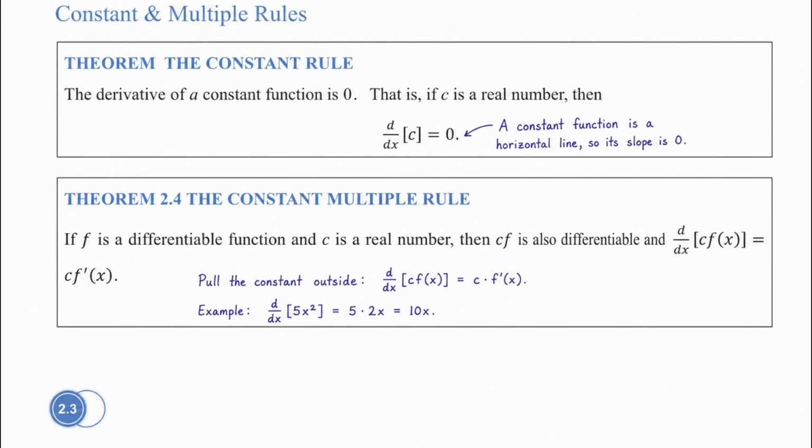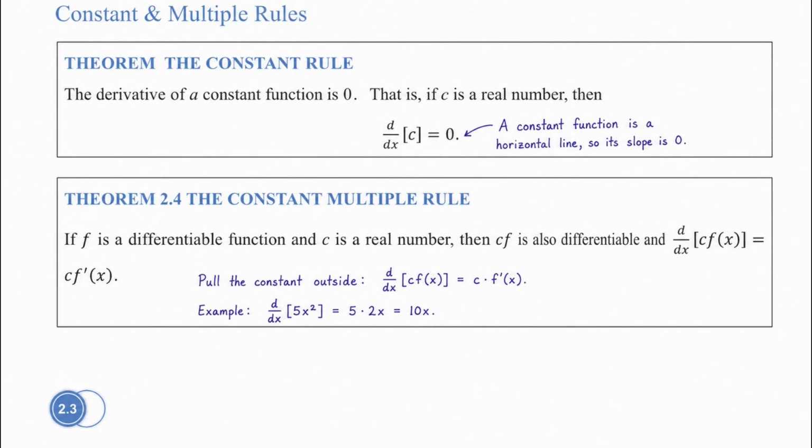Let's start with the easiest rules. First, the constant rule. The derivative of a constant is 0. So if we have a number like 5 or 3 or 100, its derivative is 0. Why? Because a constant function is just a horizontal line, and a horizontal line has a slope of 0. So the derivative of c is equal to 0, where c is a constant.